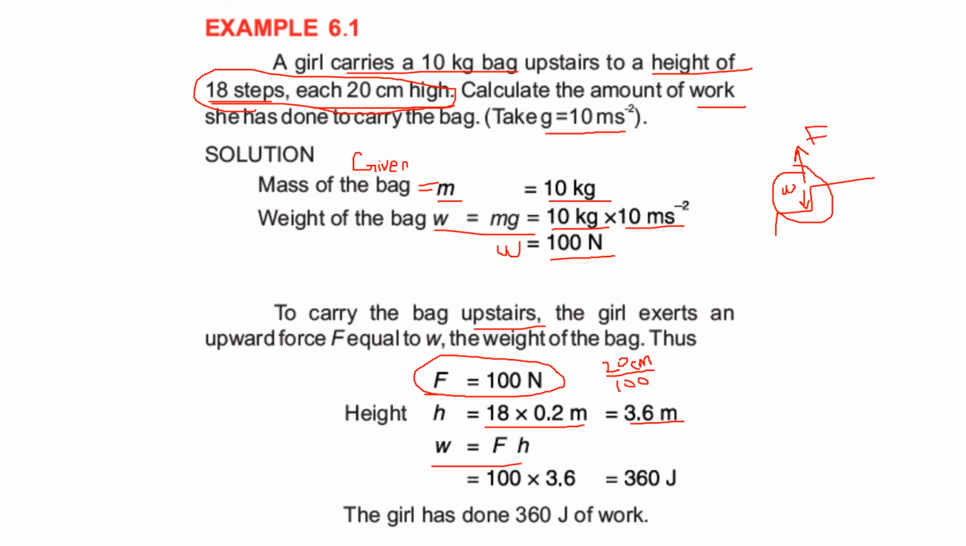Then W is equal to F into H. As a general formula is W is equal to Fs, we can change it according to our requirement. If there is a displacement, we can write over here D. If there's a height, we can write over here H. And basically it's a length. So they just write F, which is 100, and H is equal to 3.6. So we get the answer 360 joules. So this is the work that is done by the girl.